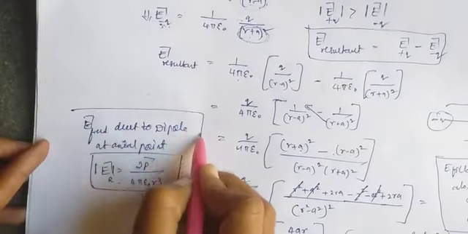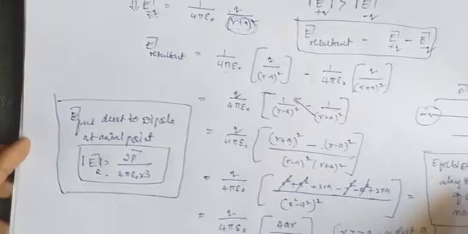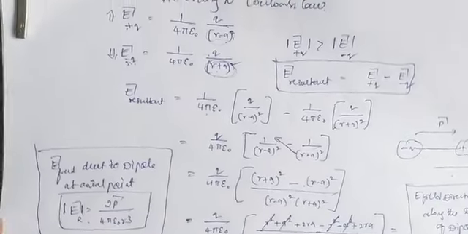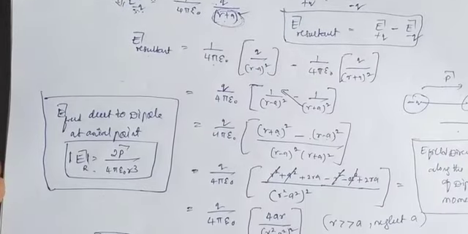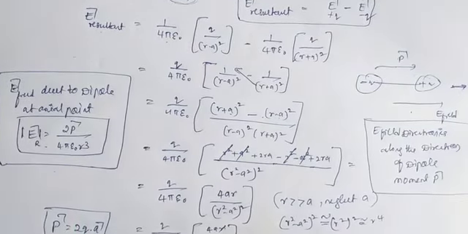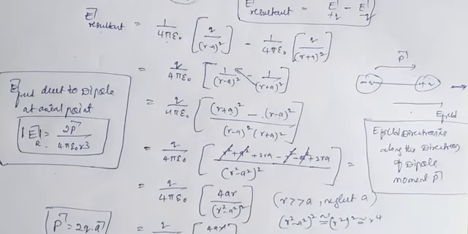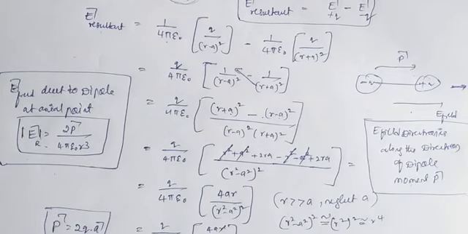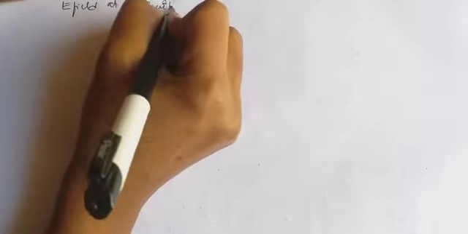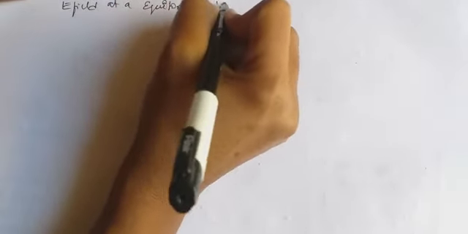So this is the magnitude of the electric field, and this is the direction. Okay, now we have to know what happens when the point is placed at the equatorial point, and we have to get the electric field. Now I am considering the electric field at an equatorial point due to a dipole.